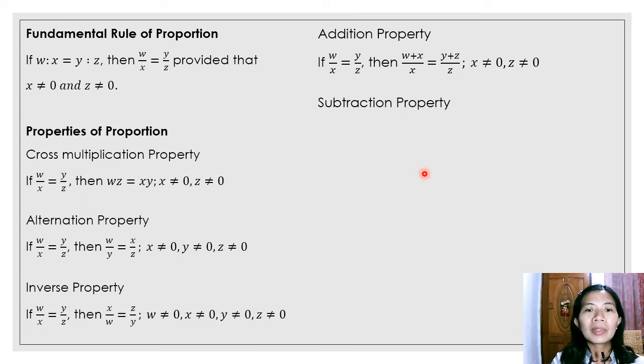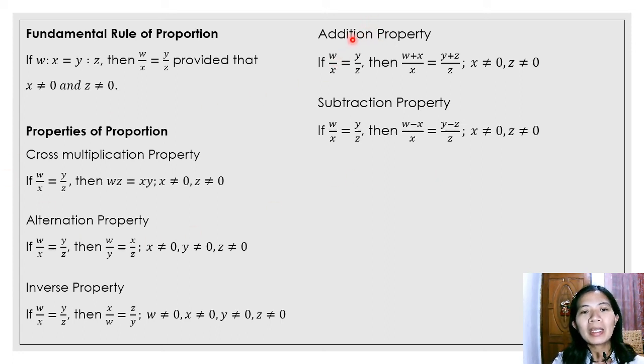Next is the subtraction property. For the subtraction property, it is somehow the same as addition, only that we subtract. The X is subtracted in the numerator and the Z is subtracted also in the numerator. So this is the subtraction property, where X and Z are not equal to 0.